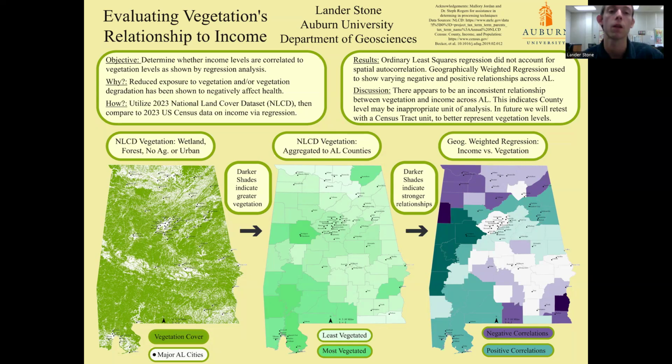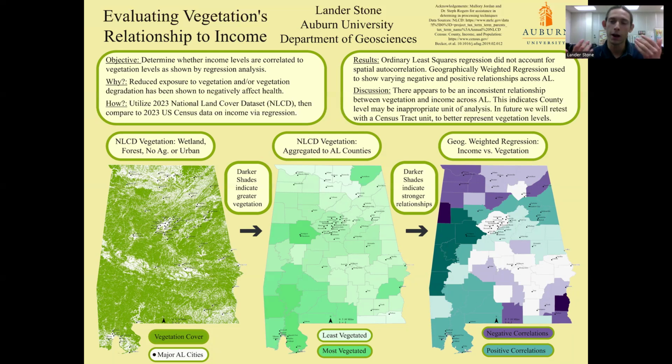So, just to get going, my objective for this project was to determine whether income levels are correlated to vegetation levels as shown by regression analysis. And this is pretty much similar to my title, Evaluating Vegetation's Relationship to Income. But this brings about a strange question. So, what the heck do vegetation and income have to do with each other?